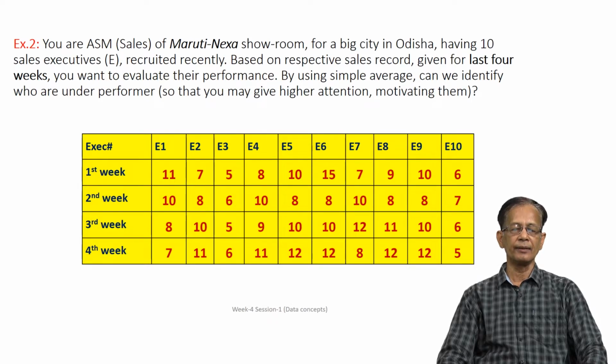If you can guess, this is primary data for that particular showroom. If it is published and you are using it subsequently, this could be secondary data. Now, how to know who is efficient and who is not? Can you think about it?